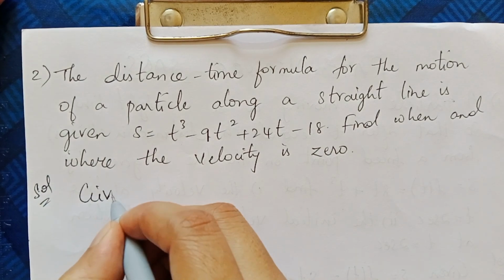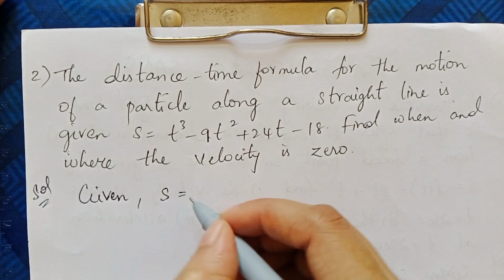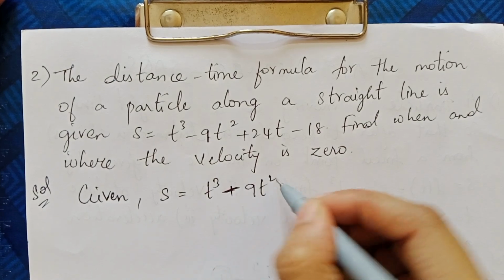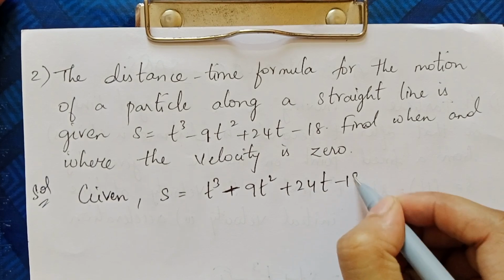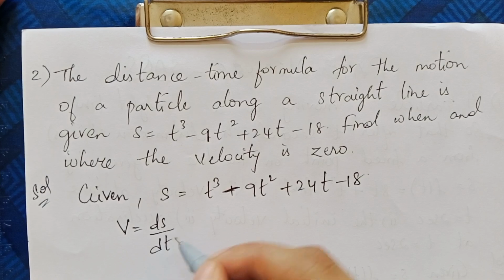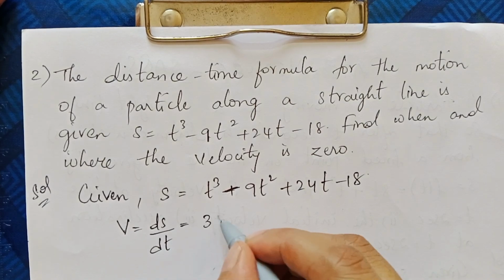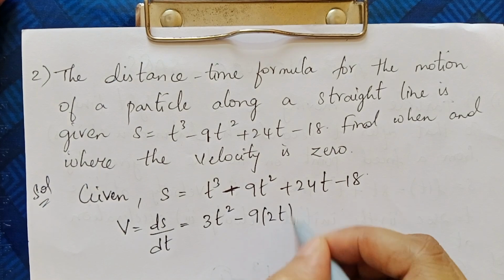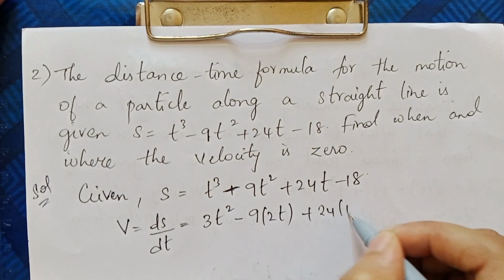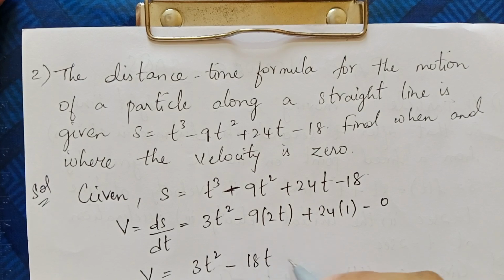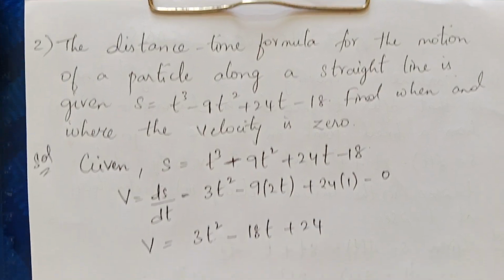Given s equals t cube minus 9t square plus 24t minus 18, differentiate it, so we'll get velocity, which is the rate of change of displacement, equals 3 into t square minus 9 into 2t plus 24 into 1 minus 0. Velocity equals 3t square minus 18t plus 24.